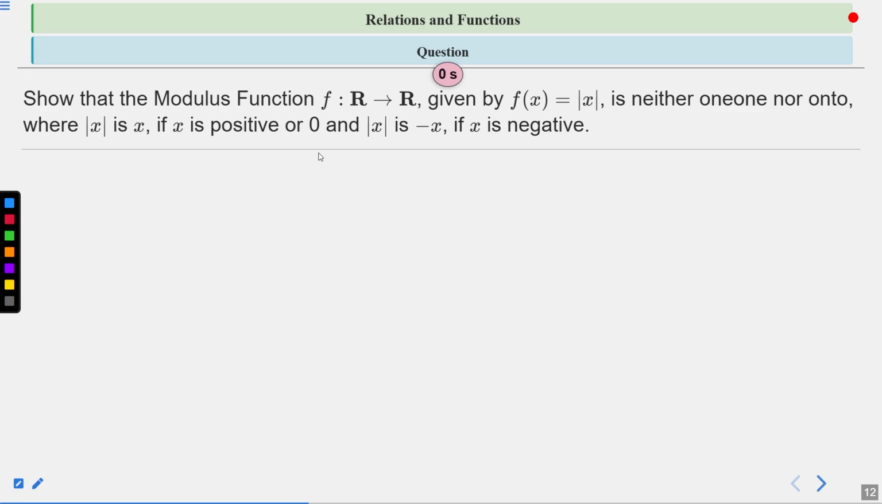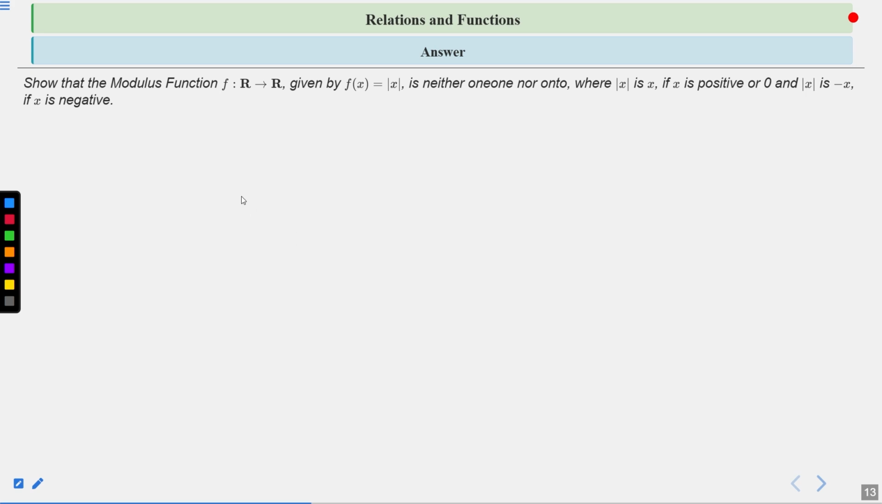The time is up. So we have to show the modulus function is neither 1-1 nor onto. Solution. Starting with the given function, f(x) is equal to mod x.